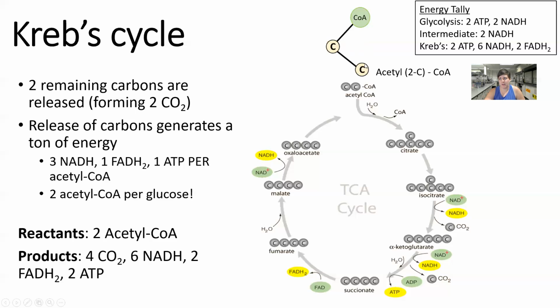Every 2 carbon acetyl coenzyme A that enters generates 3 NADH, 1 FADH2, and 1 ATP via substrate level phosphorylation. Because we have 2 acetyl coenzyme A, you're having 2 of these reactions take place. So the overall energy products generated via this are going to be 2 ATP via substrate level phosphorylation, 6 NADH, 2 FADH2.